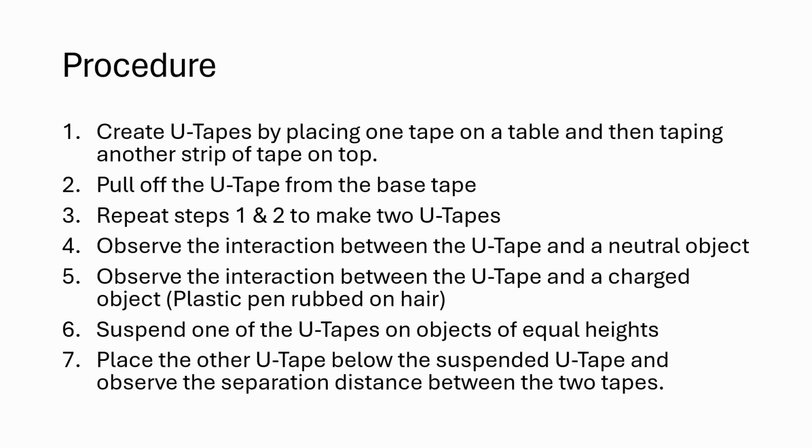The procedure to create U-tapes is by placing one tape on the table, taping another strip on top, and ripping it off. Repeating these two steps to create two U-tapes, we observe the interaction between the U-tape and a neutral object, observe the interaction between the U-tape and a charged object, which is a plastic pen, suspend one of the U-tapes on objects of equal heights, and then place the other U-tape below the suspended U-tape and observe the separation distance.